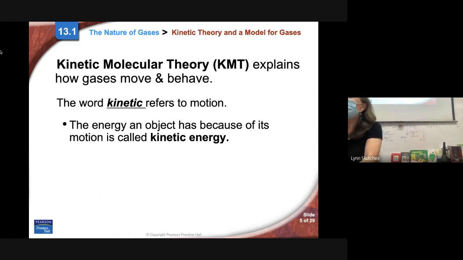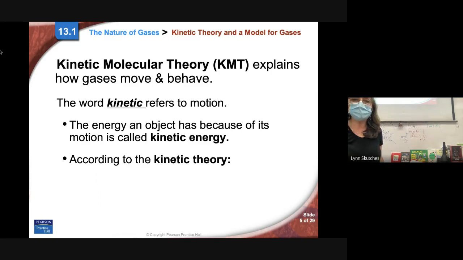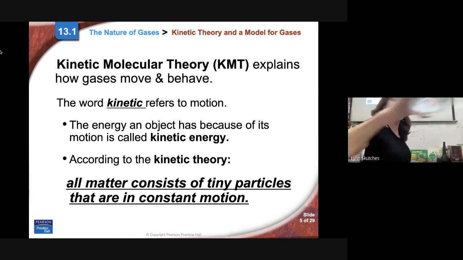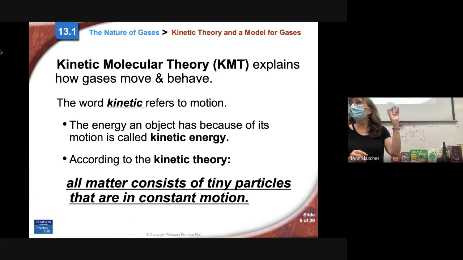In a solid, they just vibrate next to each other. In a gas, they're flying around. In a liquid, they also go around each other. All matter is made of little particles. And the easiest thing to think about is to think of gas molecules like BBs. So all matter, we're visualizing that matter has little bitty pieces that are running into each other.